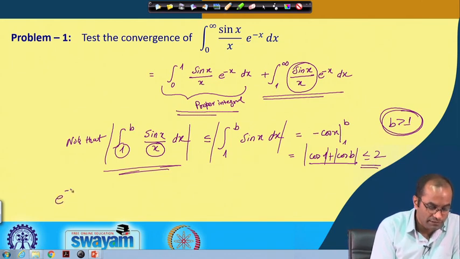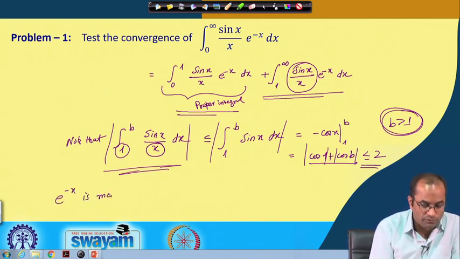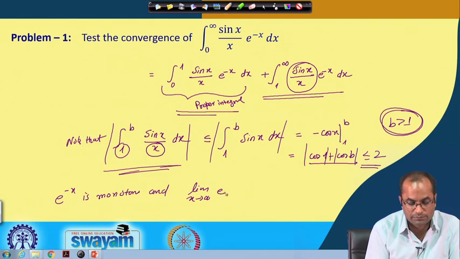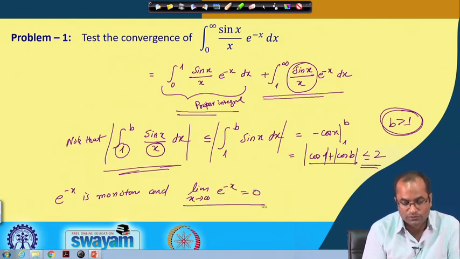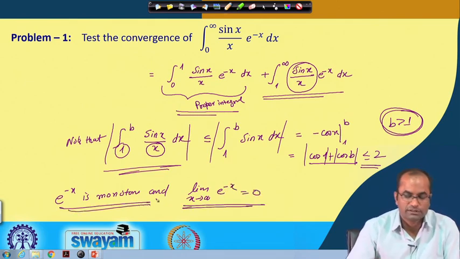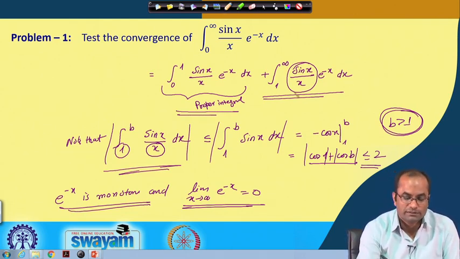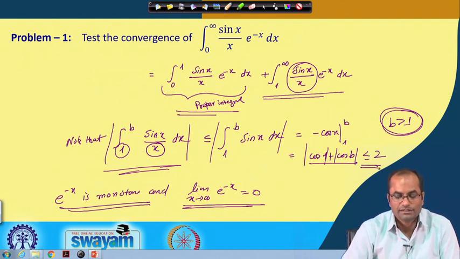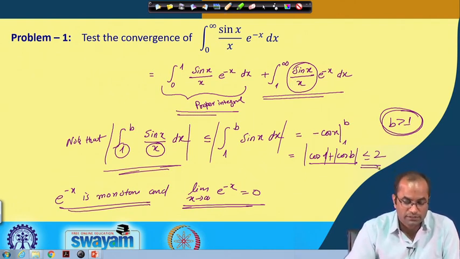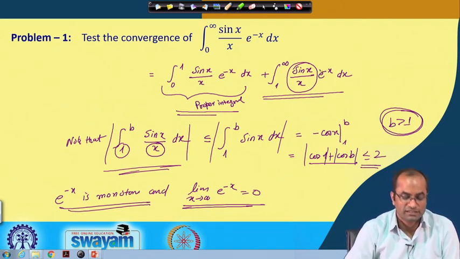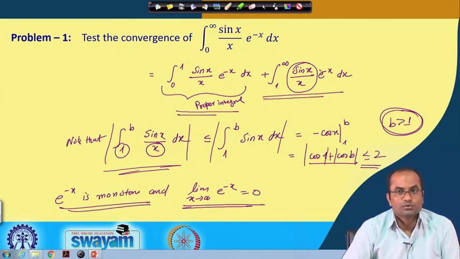The exponential minus x function is monotone and it approaches 0. If we take the limit as x approaches infinity, e power minus x approaches 0. So, we have that property also satisfied. Then we can use the Dirichlet test, because for the one integral with sin x, we have seen that it is uniformly bounded, and the other one, g of x, which is e power minus x, goes to 0 as x approaches infinity.